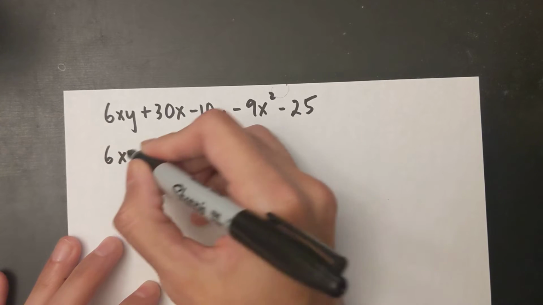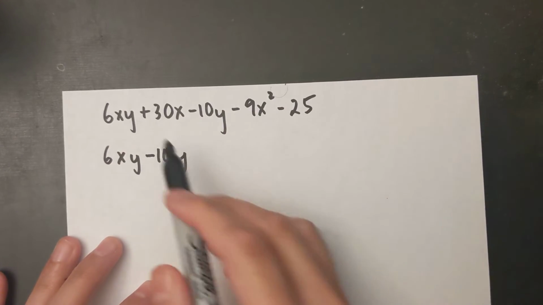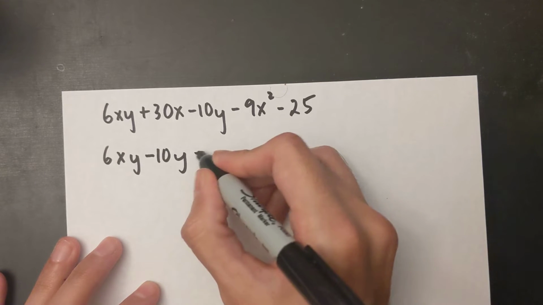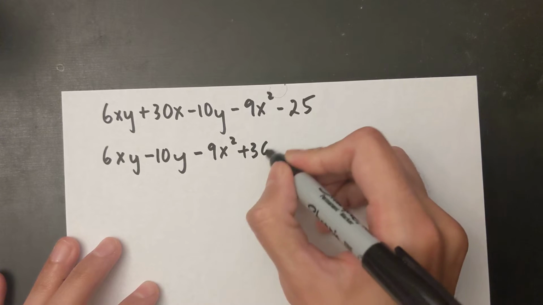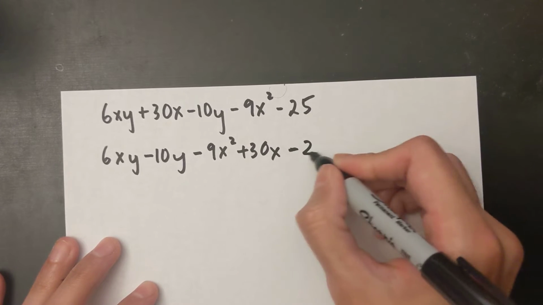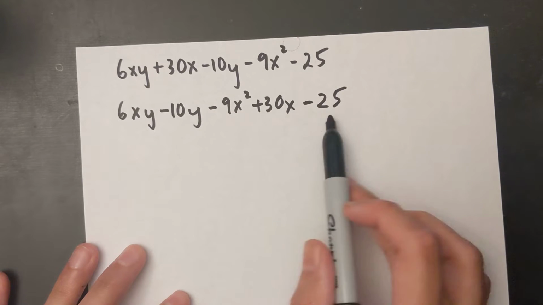So I have 6xy minus 10y. I'm going to move this to make it a trinomial, so I'll write the negative 9x squared first, plus 30x, and then minus 25. So now I have them grouped up.